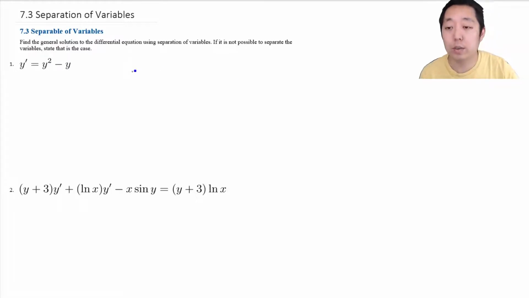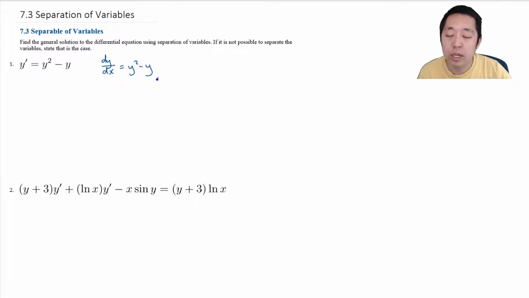But separation of variables is the idea that you want to write the equation like this: dy/dx is equal to y squared minus y. The whole goal is to move the dx to the other side, and then move all the y variables down here. First, I'm going to move dx up to this side, so I'll have dy is equal to y squared minus y times dx. I get to treat this like a fraction and then move this down to here: dy over y squared minus y is equal to dx, because I can divide by it.